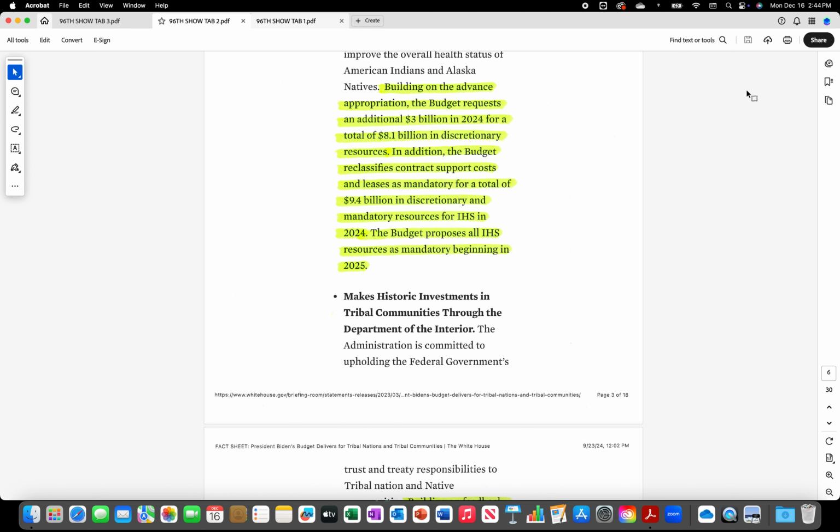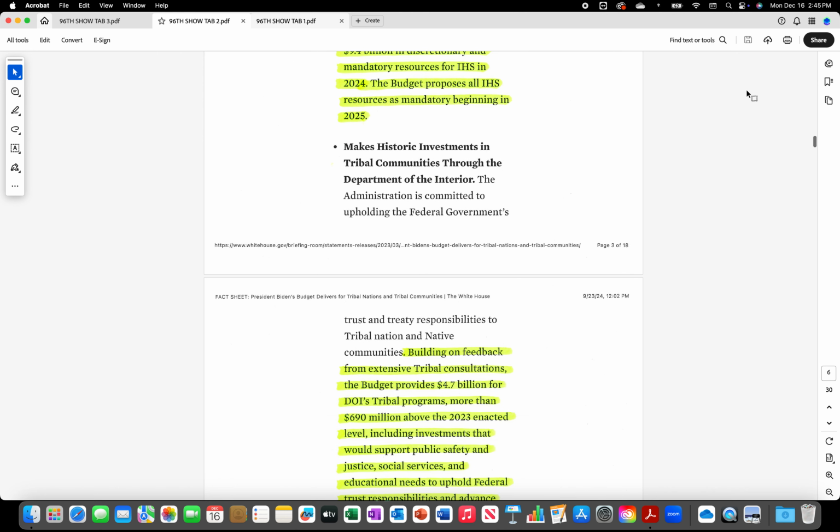Building on the advance appropriation, the budget requests an additional $3 billion in 2024 for a total of $8.1 billion in discretionary resources. In addition, the budget reclassifies contract support costs and leases as mandatory for a total of $9.4 billion in discretionary and mandatory resources for IHS in 2024. The budget proposes all IHS resources as mandatory beginning in 2025.